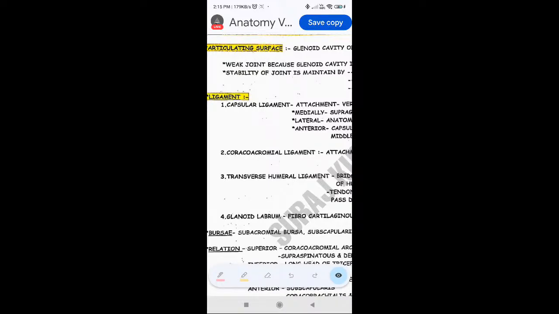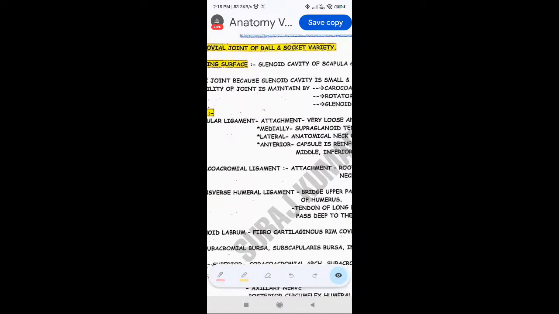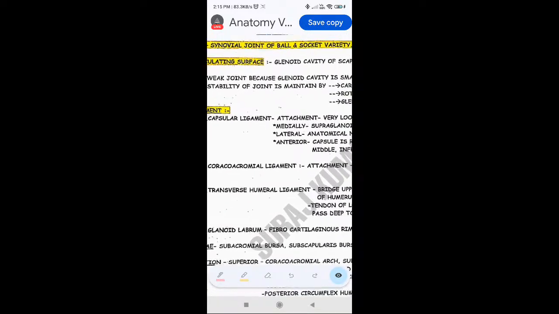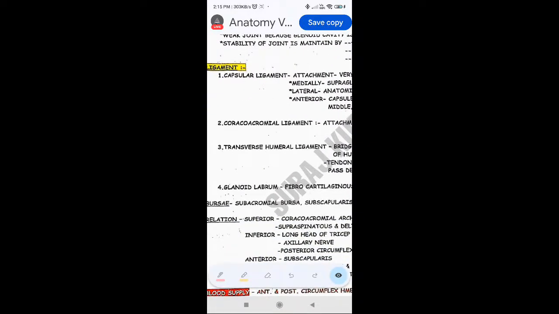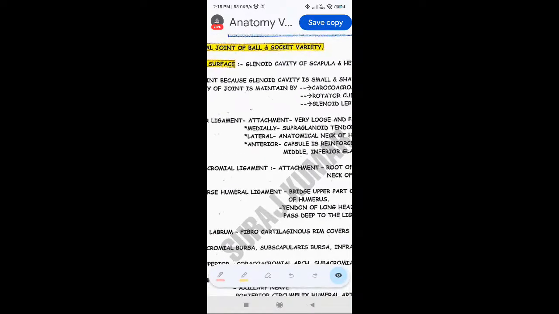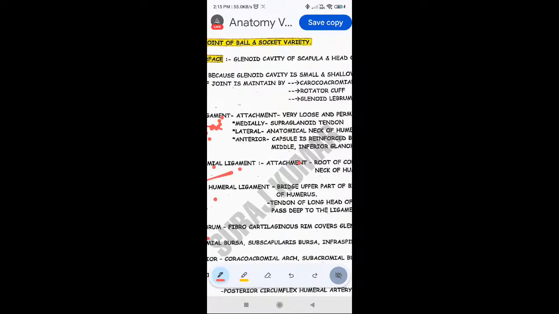You need to remember GTC. G for glenoid labrum, capsular ligament, transverse humeral ligament, coracoacromial ligament. So imagine how the humerus can be stabilized. One capsule will be there covering it. Coracoacromial ligament, the acromion of the scapula, and transverse humeral ligament and glenoid labrum, which deepens the glenoid fossa.